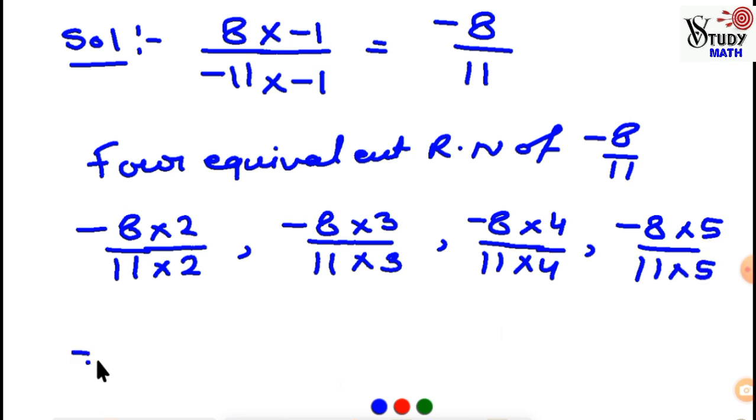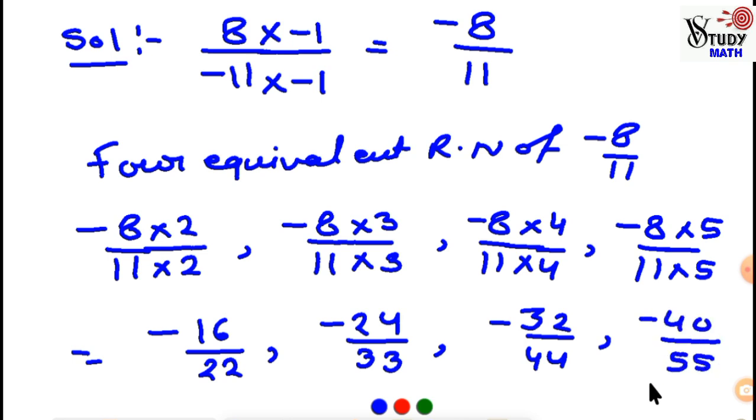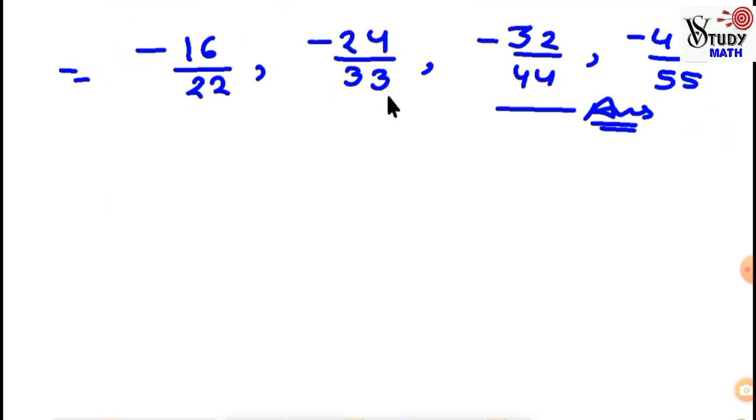Now 8 2s are 16. -16 upon 22 is the first equivalent rational number. -24 upon 33 is the second equivalent rational number. -32 upon 44 is the third equivalent rational number, and -40 upon 55 is the fourth equivalent rational number, and this is the answer of this given problem. Now move to the next question.